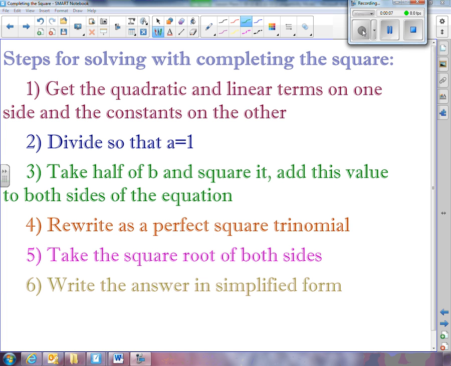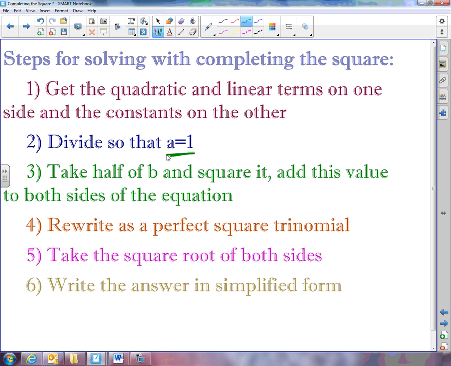Today we're going to do a little bit more with completing the square from what we started yesterday. So I'm just going to review the steps with you really quickly. In order to solve a problem with completing the square, the first thing you want to do is get the quadratic and the linear terms on one side and the constants on the other side of the equation. So for example, anything with an x or a variable goes to one side, everything that doesn't goes to the other. Then you're going to divide so that the number in front of the x squared, or the a, is 1. Then we're going to take half of b, the number in front of just the linear term, the x, and we're going to square it and add this value to both sides of the equation.